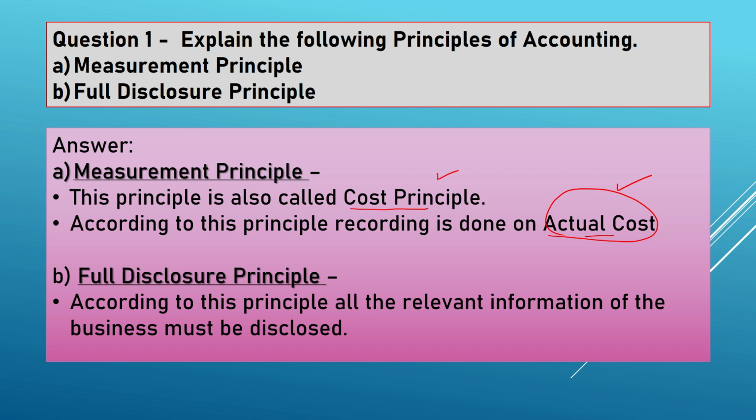The second principle is full disclosure. Full disclosure means according to this principle, all the relevant information must be disclosed. So every information of the business is to be shown in the financial statement. If it is not possible to show in the financial statement, it must be shown as a note. So that's it. Even if you write one sentence clearly, it will be enough. So in this way, the 2 principles or 3 principles may be given to you to write in the exam.